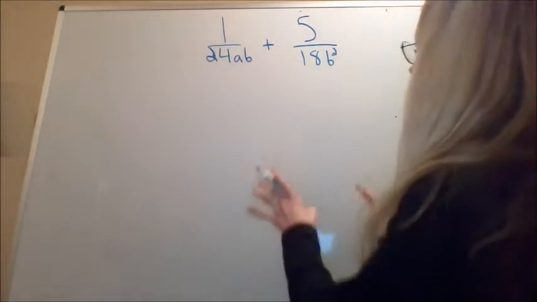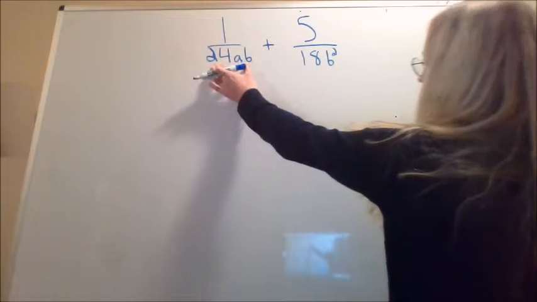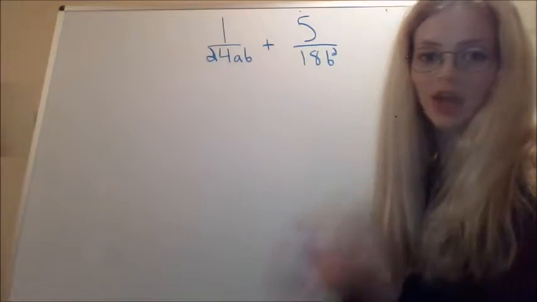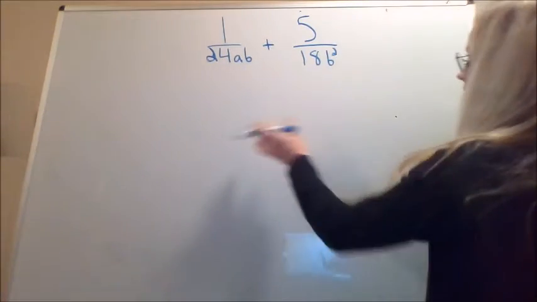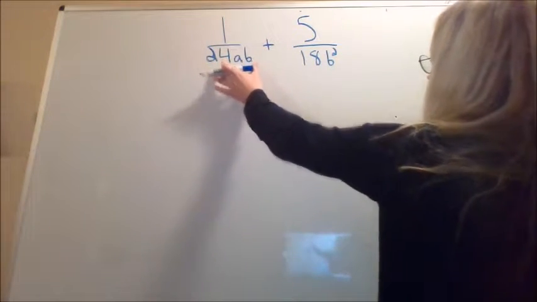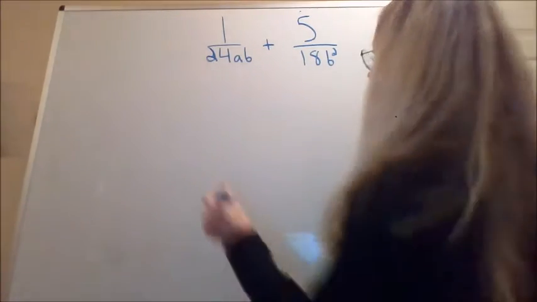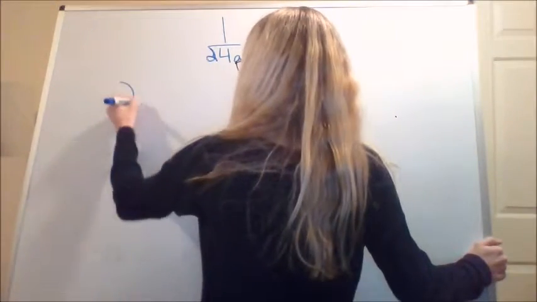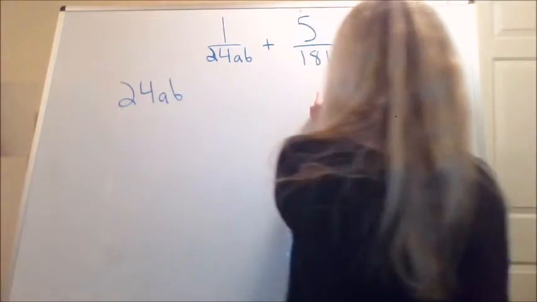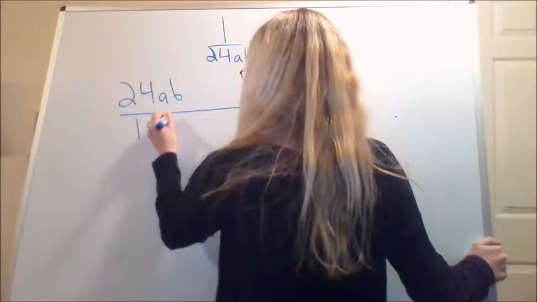The least common multiple is the smallest number that is divisible by both 24ab and 18b squared in this case, and it's going to help us out immensely with trying to find a denominator that is the same for both this fraction and this fraction. And so how do we find it? Well, I like to put both of my denominators inside some sort of table.